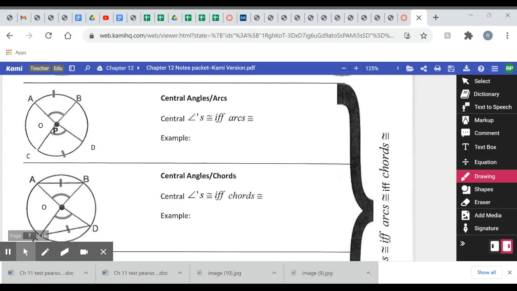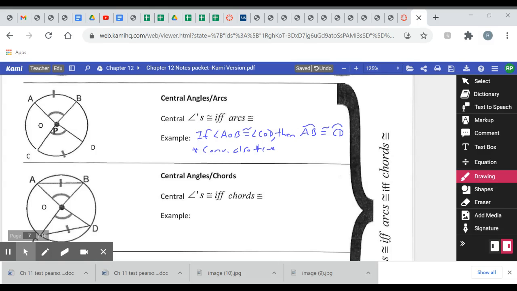So it says central angles are congruent if and only if arcs are congruent. And that if and only if means that basically that statement and its converse are both true. Central angles are congruent if and only if arcs are congruent, and if arcs are congruent, then the central angles are therefore congruent. So an example specific to this picture would be if angle AOB is congruent to angle COD, then arc AB is congruent to arc CD. Okay, and the converse of that is also true. So instead of writing out the converse, I'll just say converse also true. Again, if I said if arc AB is congruent to arc CD, then angle AOB is congruent to COD, that would also be true.